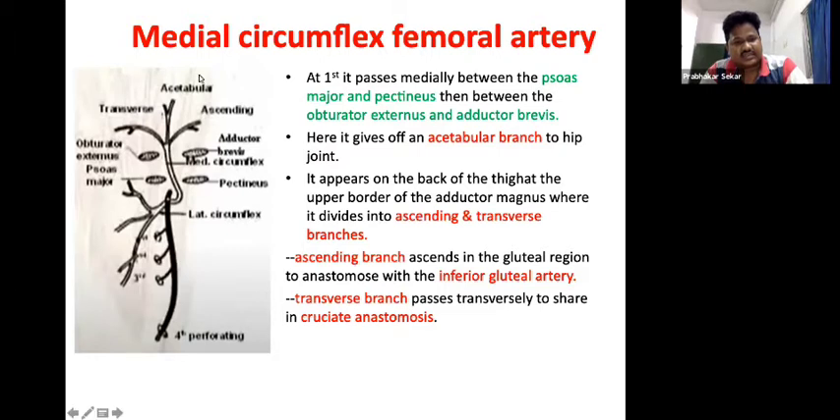Here the ascending branch ascends in the gluteal region to anastomose with the inferior gluteal artery, and the transverse branch passes transversely to participate in the cruciate anastomosis. Among these, the ascending branch contributes most of the blood supply to the femoral head.